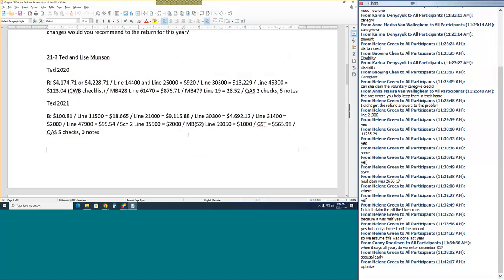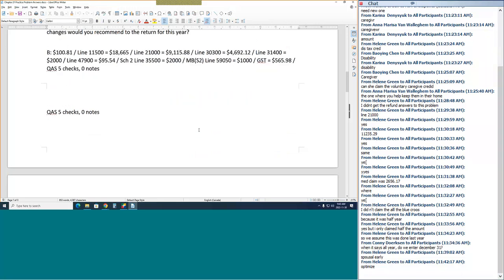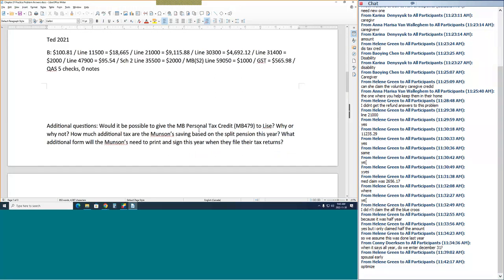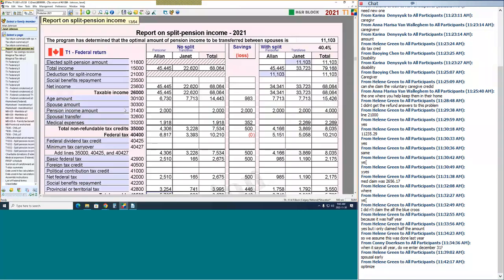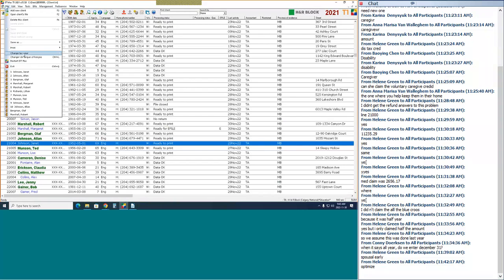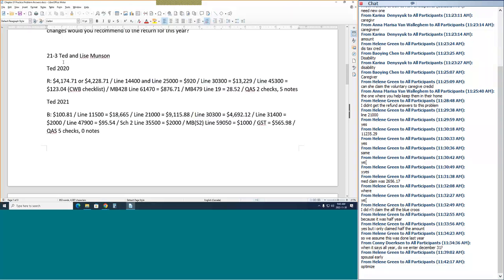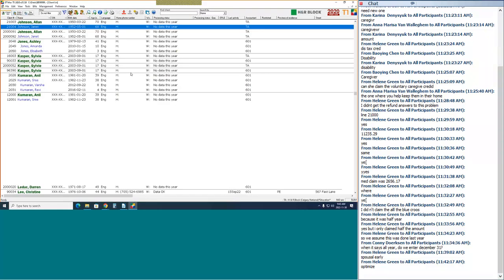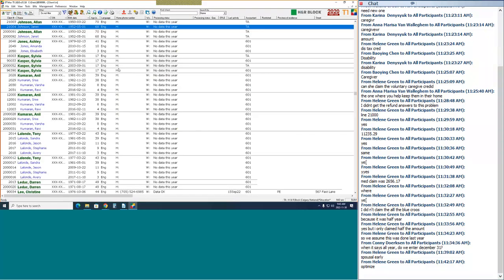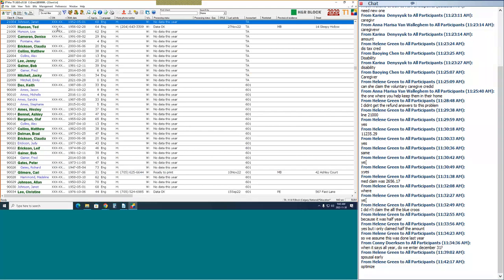And then we have Ted and Lisa Munson. We had to do a 2020 return and a 2021 return for this one. Didn't give you any extra questions, but I do want to, or did I? No, I did. I do want to give you a couple of tips first. So when I did my 2020, and I'm going to change the tax year here back to 2020, I did not create multiple files because I did not need to create multiple files.